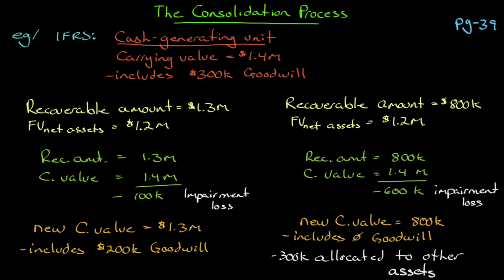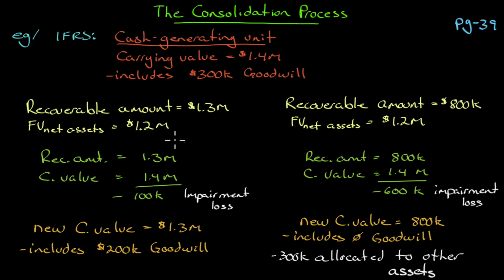All right, we'll do IFRS first, and then we'll do GAAP. So IFRS, remember, it's cash-generating units. So let's say we have a cash-generating unit with a carrying value of $1.4 million, and that carrying value includes $300,000 of goodwill. And we'll have two scenarios here. We'll have the recoverable amount at $1.3 million and the recoverable amount at $800,000. In both cases, we have impairment. Fair value of net assets here is $1.2 million. Fair value of net assets here, $1.2 million.